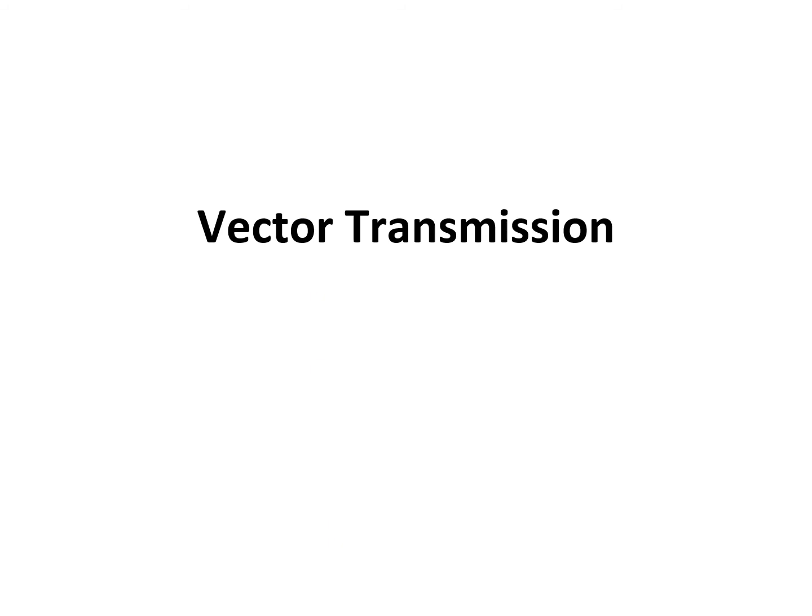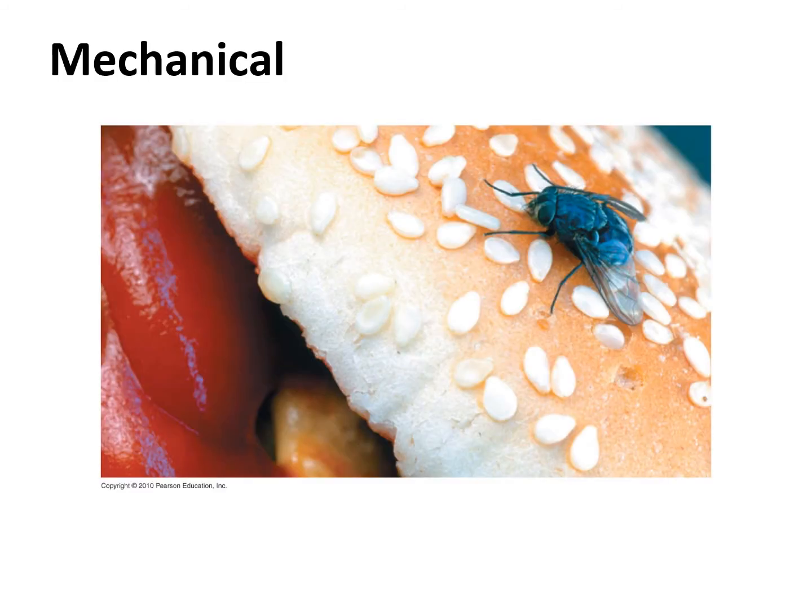Vector transmission is another type of transmission. And while technically vector means any living organism that can transmit a microbe, usually we use the term vector to indicate insects. So for this lecture, this chapter, anytime we use the term vector, we are referring to insects. With vector transmission, there are two subtypes, the first of which is called mechanical transmission.